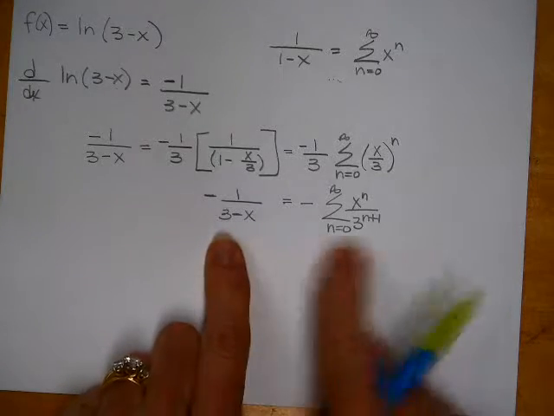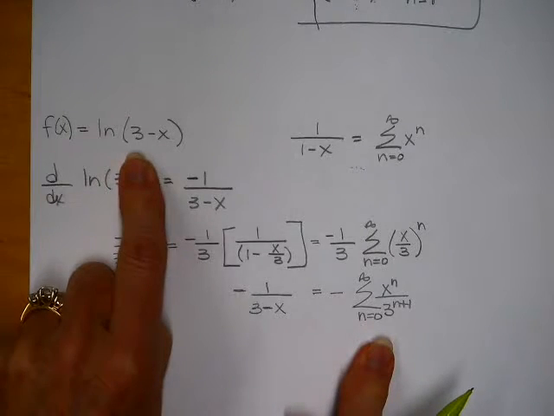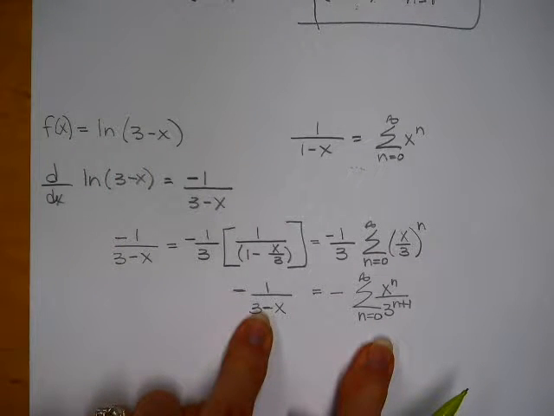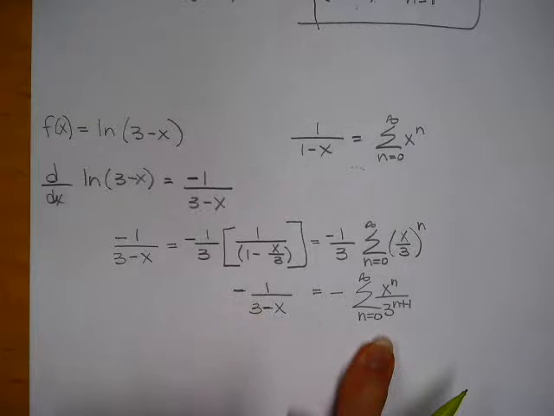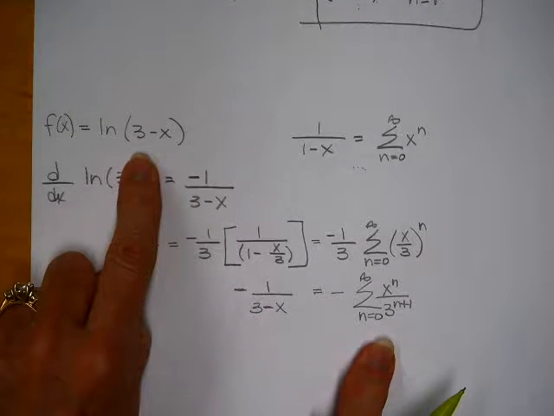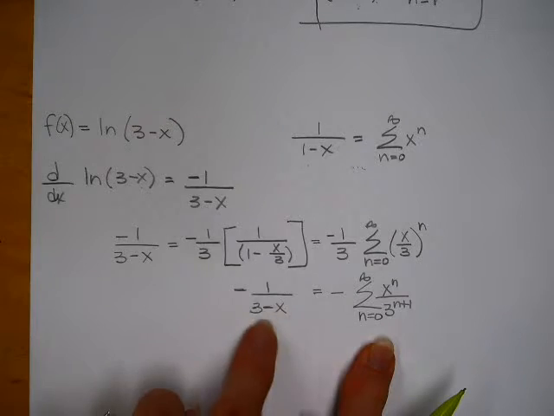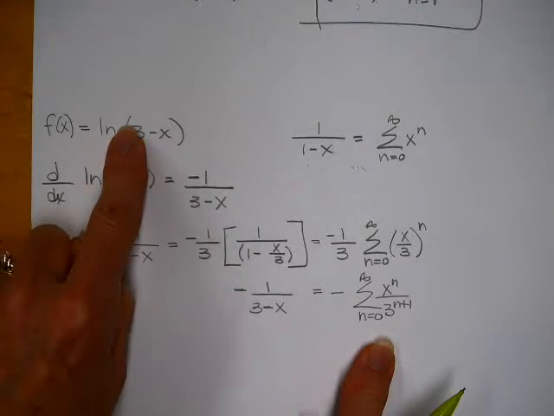But this, I know the power series for this, but this is not what I want. I want the power series for the natural log, not the power series for this function. So think about it. How can I get from this function back to the natural log? I already took a derivative. I took a derivative of this to get to here, so what I do to get back is integrate.